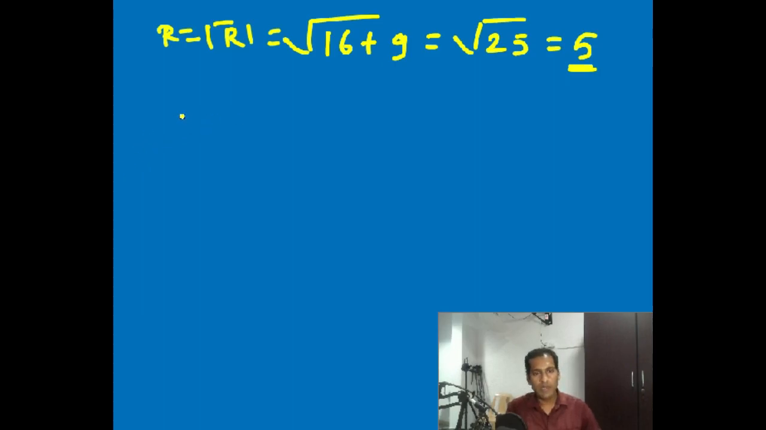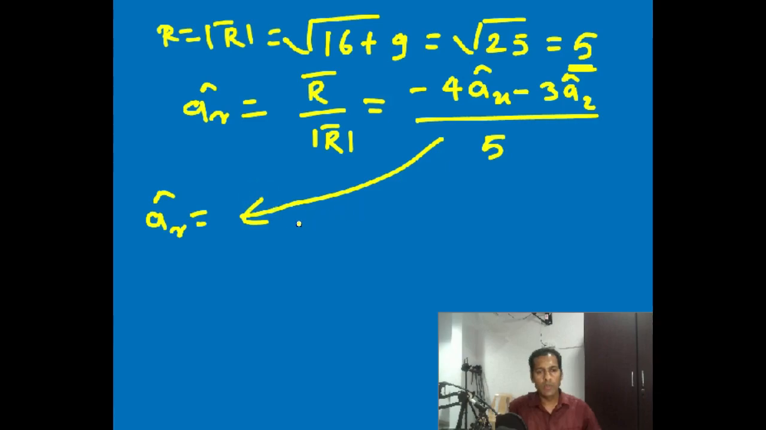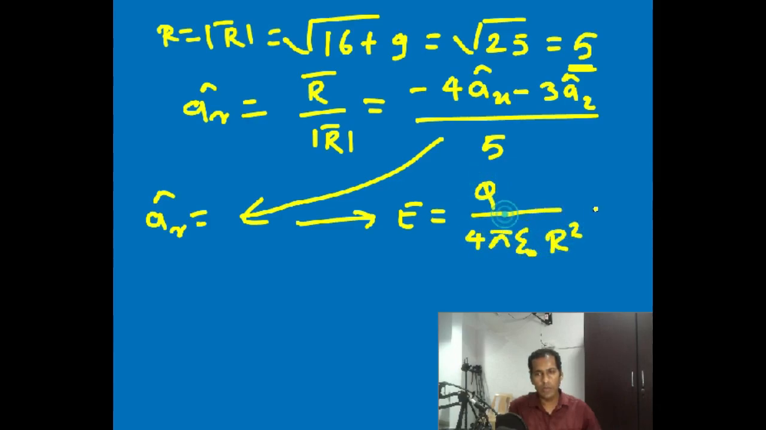So what we have, we can write in the equation of AR cap. AR cap will be equal to R bar divided by mod of R bar. R bar is -4 ax cap minus 3 az cap, divided by 5. So after solving this, this is the value of AR cap. Now where do we have to keep it? We have to keep it in E, that is Q by 4 pi epsilon naught r square into AR cap. So let us put the values.